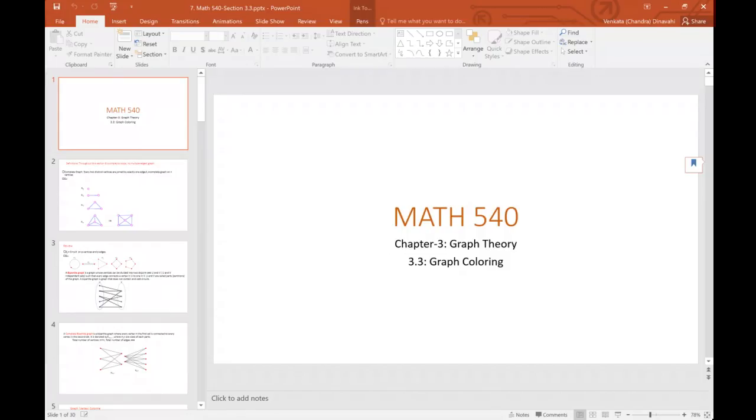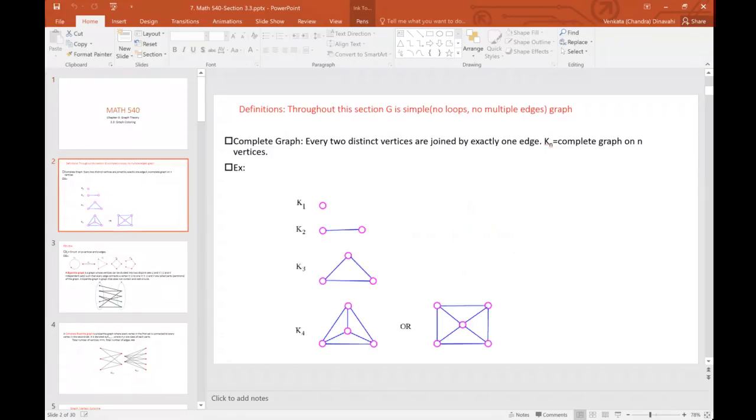Most textbooks use the word vertex coloring, not graph coloring, but both mean the same thing. That means you're coloring the vertices of the graph. Let us start and review some of the basic definitions you had seen before. Please remember, throughout this section, your graph is not a digraph. It is just a regular graph with no arcs, no directions, no loops, and no multiple edges. So this is just a simple graph.